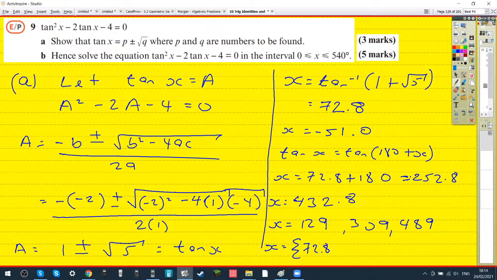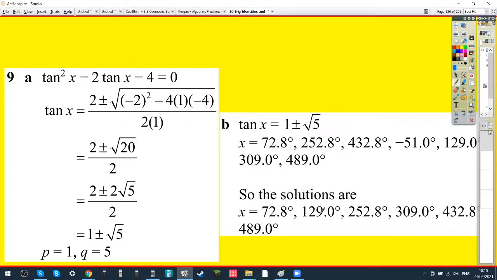72.8, 252.8, 432.8, 129, 309, 489. Yep. And why not minus 51? Because it's not in the boundary. Well done. And so we got 3 for one and then 3 for the other. So it makes sense. 72.8, 129, 252.8, 309, 432.8, and 489.